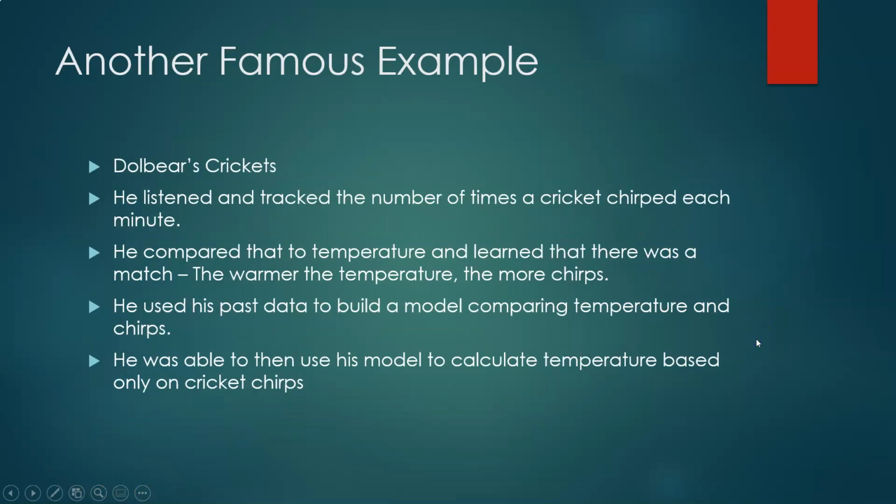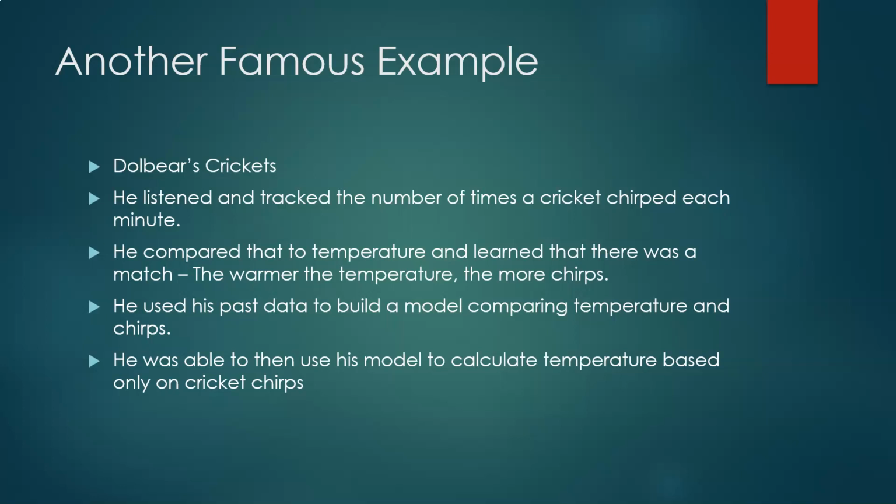Here's another famous example, Dolbear's crickets. Amos Dolbear, back in the late 19th century, tracked the chirps of crickets. He would track the chirp of a single cricket, because of course you wouldn't be able to tell the difference of one cricket from another when there's a whole bunch of them. He tracked the chirp of a single cricket, and he was then able to listen to those and relate the number of chirps per minute to the temperature outside. It turns out that a cricket will chirp more when it's warmer.